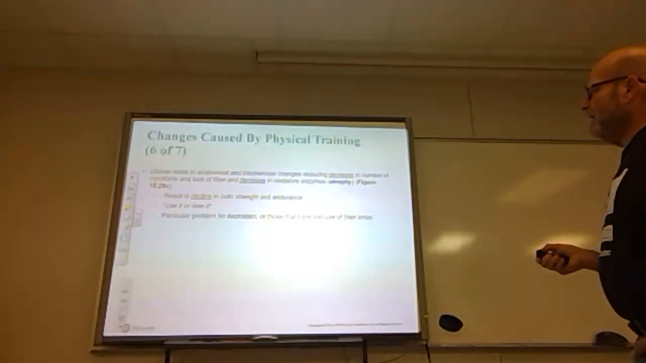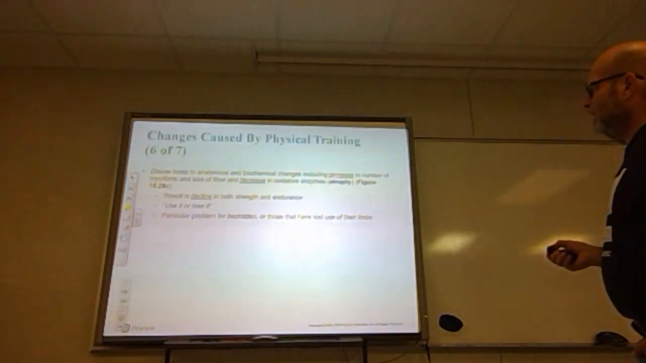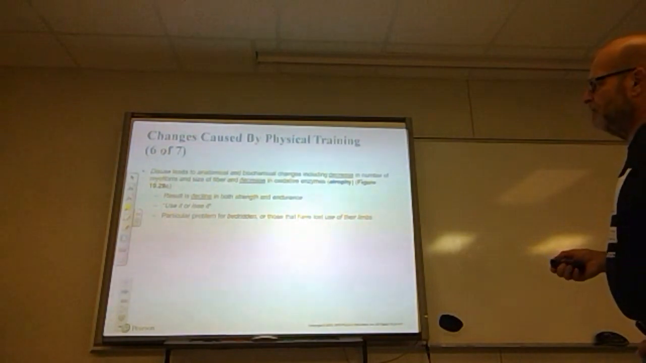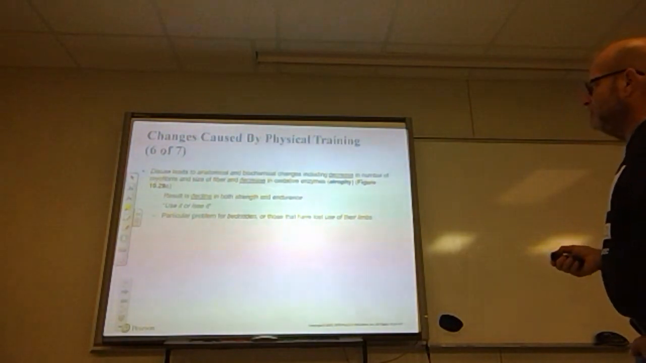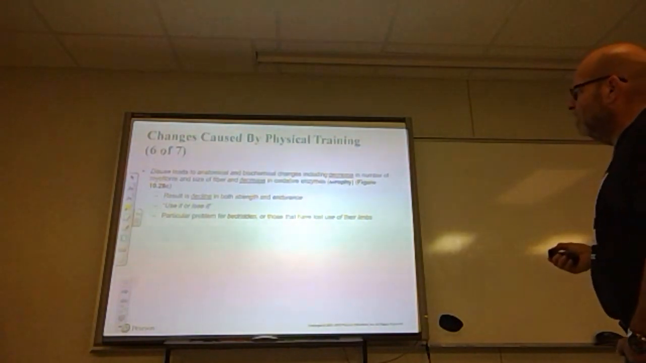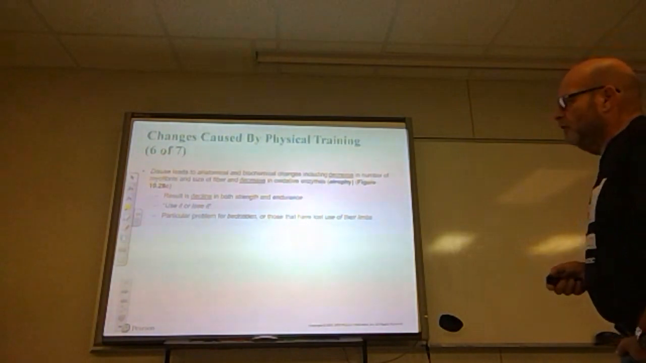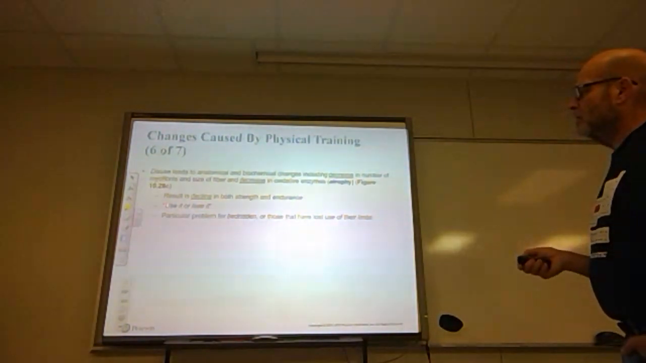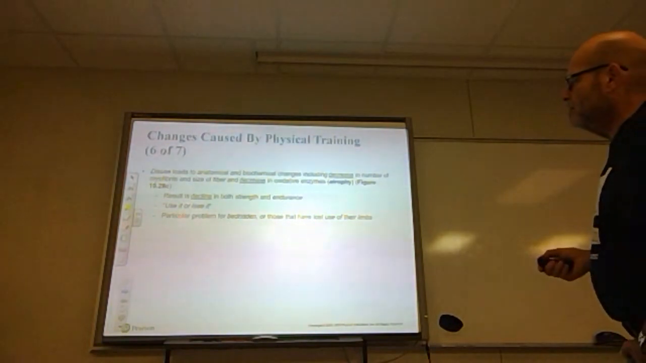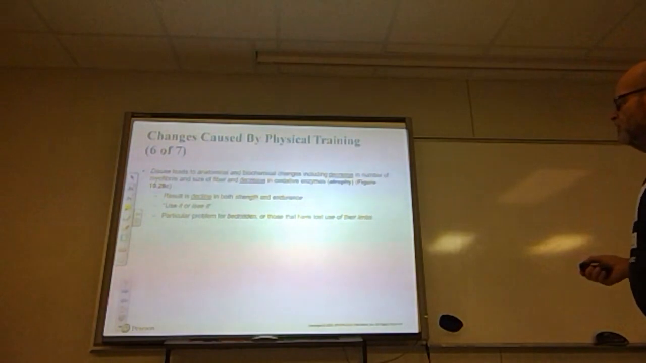Disuse leads to anatomical and biochemical changes, including a decrease in the number of myofibrils and the size of the fibers themselves, and a decrease in the oxidative enzymes. This is called atrophy. It results in the decline of both strength and endurance. This is the old concept you may have heard at some point, use it or lose it. And it's a particular problem for the bedridden and those who have lost the use of their limbs.